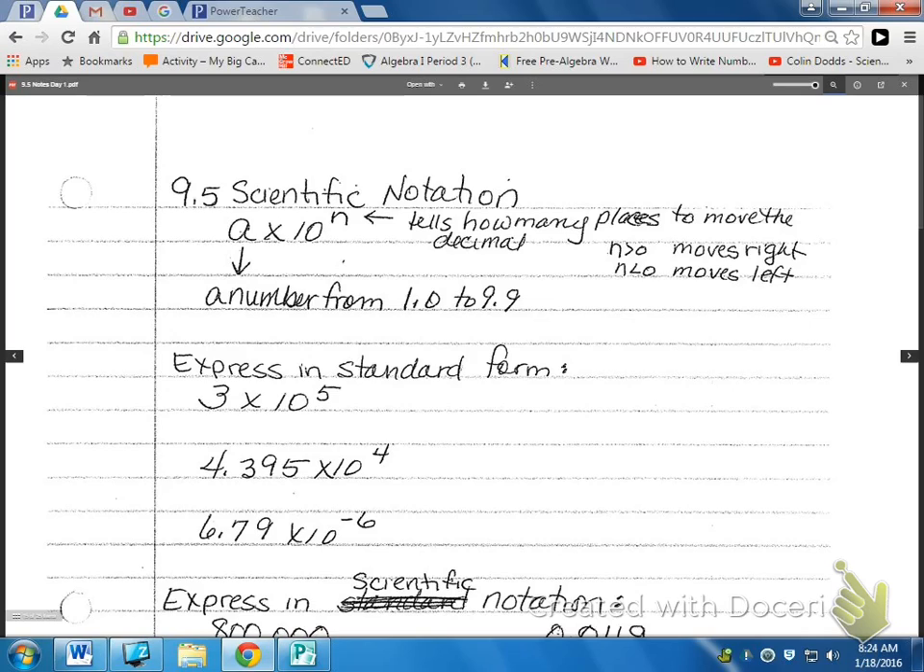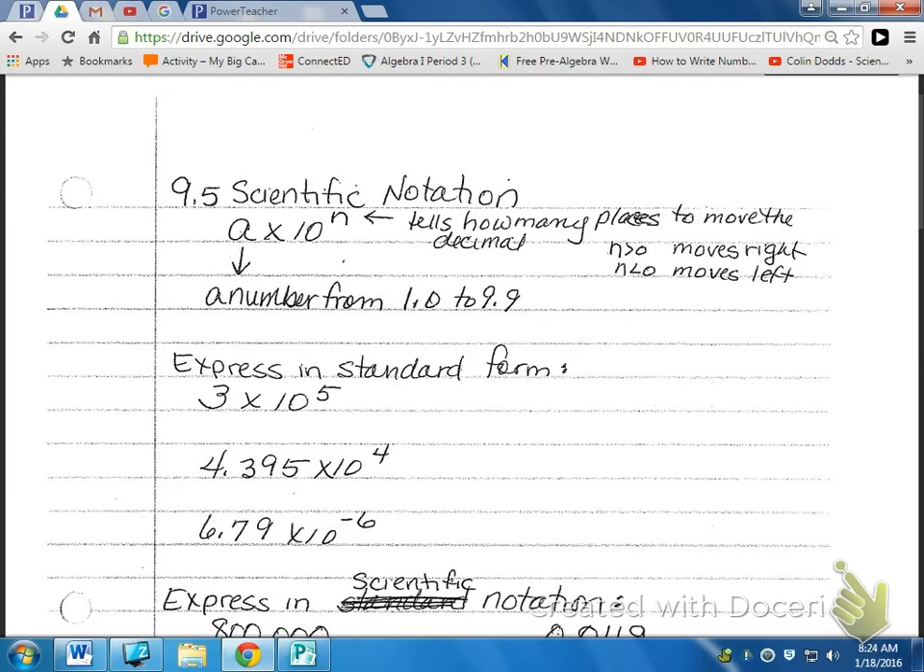It is some number, I'm going to call it A. That number has to be between 1.0 and 9.9. It cannot be anything else to be in the correct form. So it has to be something basically from 1 to 9, and if it's not, you have to fix it and make it something from 1 to 9. Well, the rest of scientific notation has times, and they usually use x times 10 to the n power.